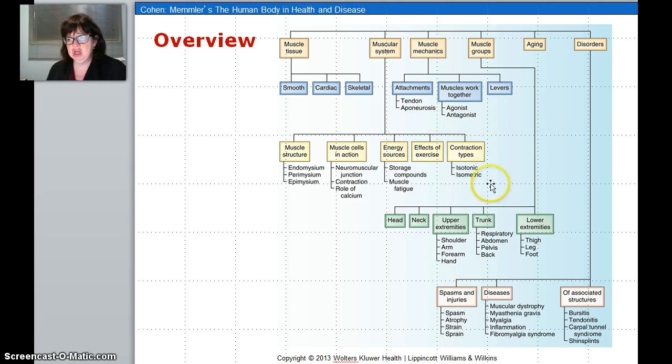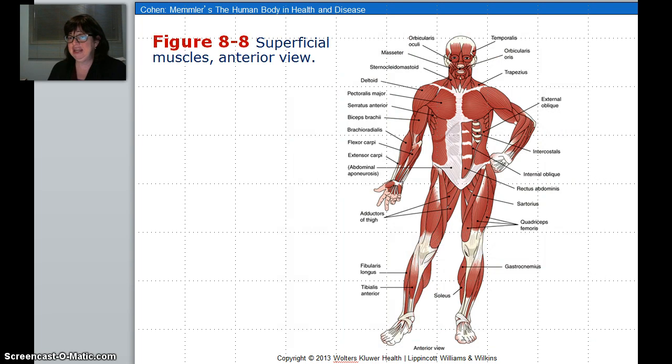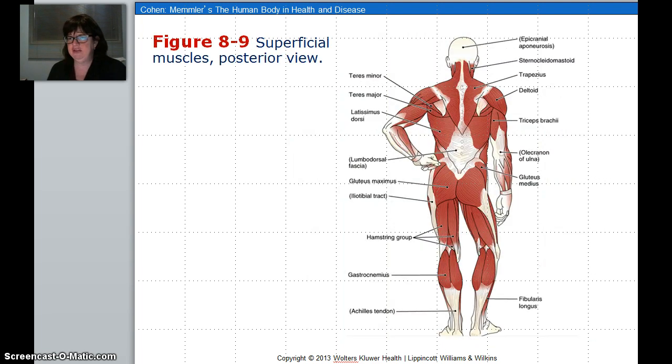There are a large number of muscles. The ones I want you to know are in a diagram in your textbook. You need to be aware of these ones mainly, and then we'll go into others as we talk about different functions in the body. Figure 8-8, all of these are possible, and figure 8-9, all of these are possible.